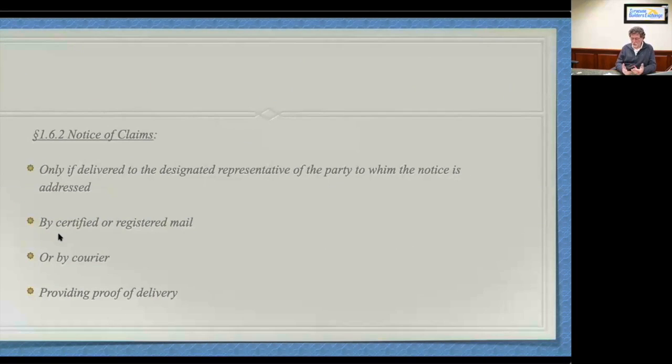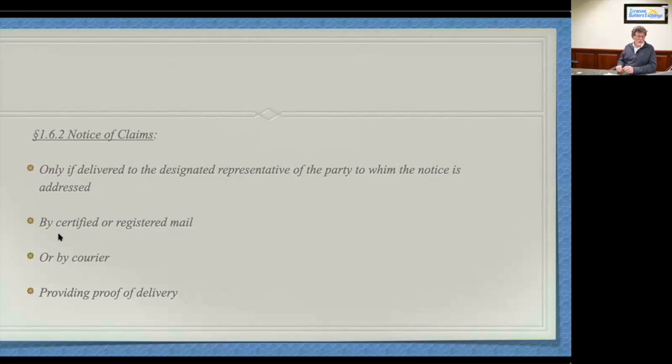Now, if you've got a claim, and in a few minutes we'll talk about what a claim includes. As I mentioned at that lunch and learn session I did today, the word claim, be it under AIA or other contract documents, means a lot more than what people typically think. We'll see that in a little while. But if you have a claim for adjustments in contract money or contract time, this is how it's got to go. It's got to go to the designated representative, by certified or registered mail or courier providing proof of delivery. This is what the contract says.